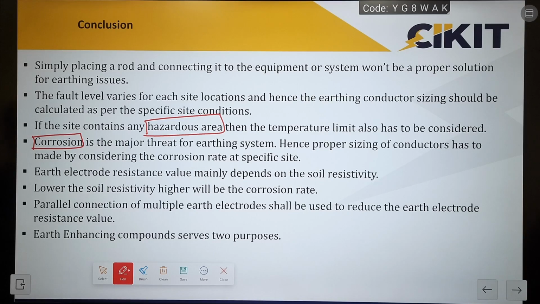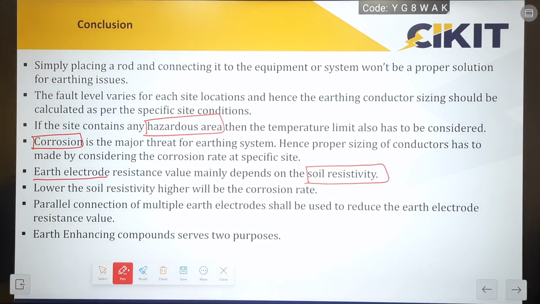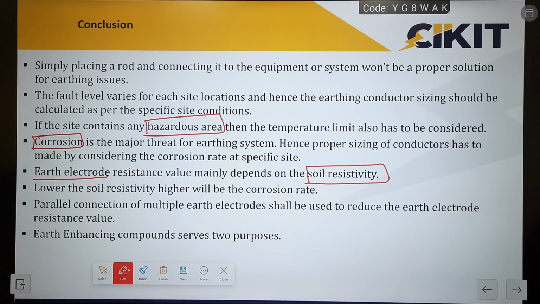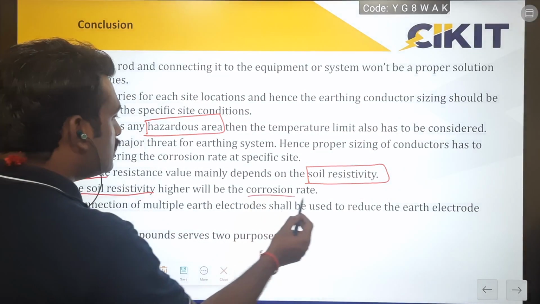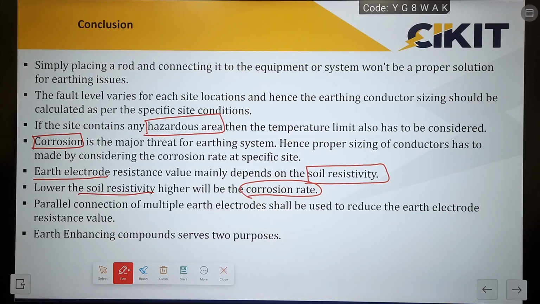The earth electrode resistance mainly depends upon the soil resistivity, because it is electrolytic in nature, not ohmic resistance. In electrolytic resistance, the surrounding medium plays an important role. Here the surrounding medium is the soil. So the soil resistivity plays a crucial role in earth electrode resistance values. And if the soil resistivity is lower, the corrosion rate will be higher. So soil resistivity and corrosion are inversely proportional to each other.